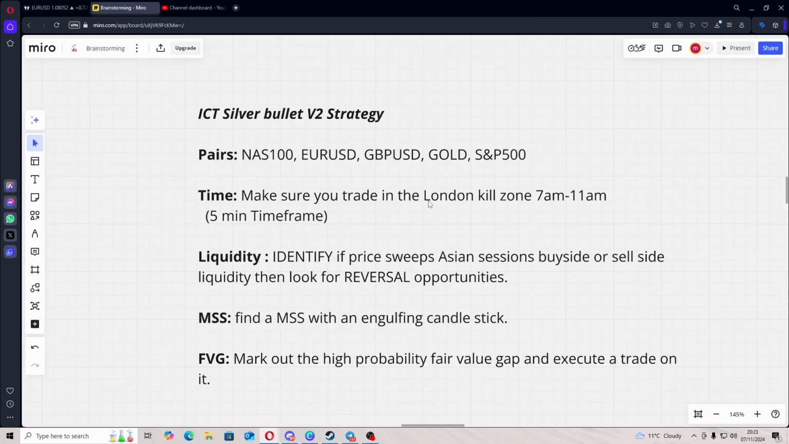So you can see right here, this is the ICT Silver Bullet V2 strategy, okay? This is the second version. Works on NAS 100, EUR/USD, GBP/USD, Gold, and S&P 500. Make sure you trade within the 7 to 11 London kill zone, all right? Only within that time frame we're going to be trading and taking our trade. 5-minute time frame, by the way.